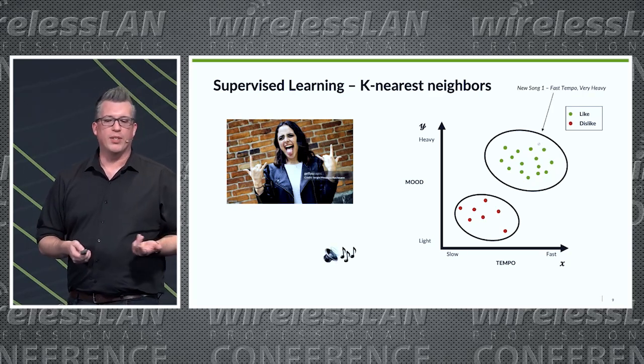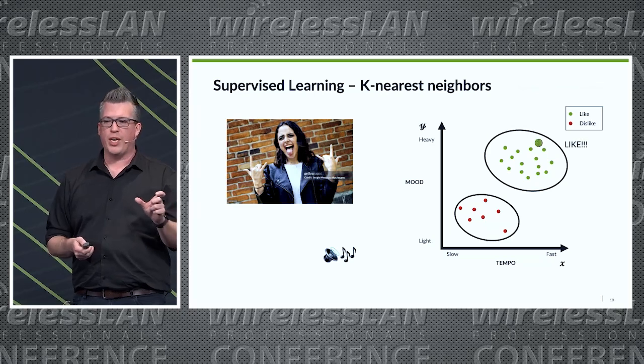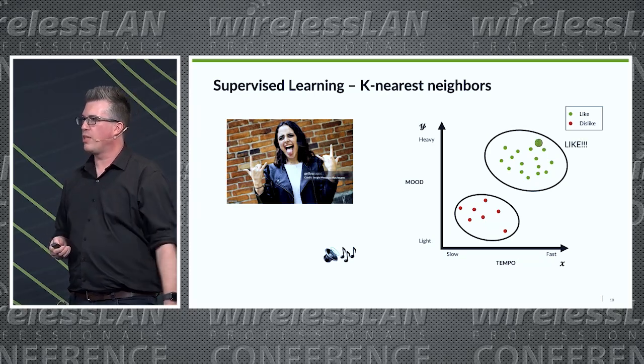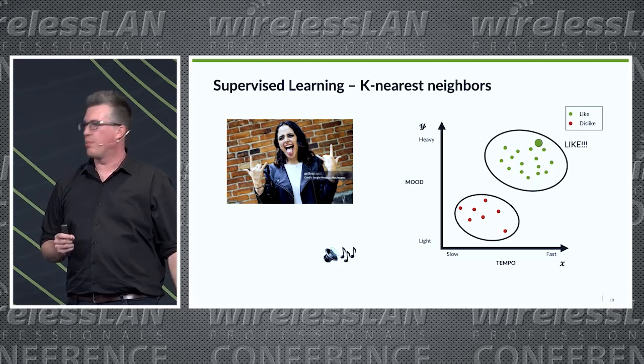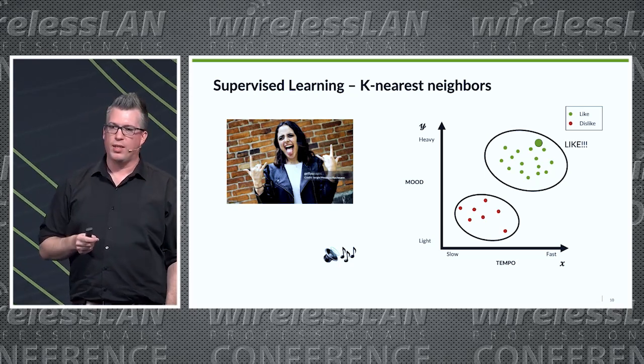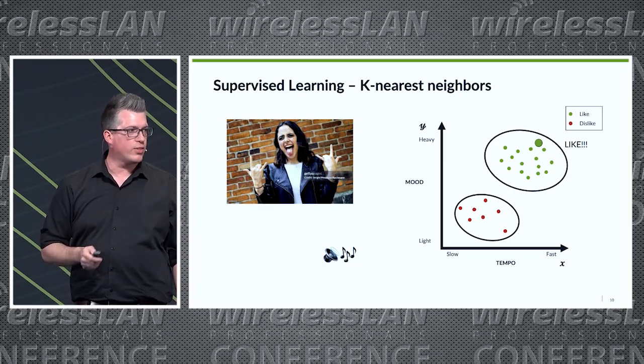So this is where we can start to look at some of these regression and classification models and say, there's a new song in there, based on the tempo, based on the heaviness. Yes, this person is going to like it because it falls in that known data set that we've trained this model on, saying they're going to like this song.